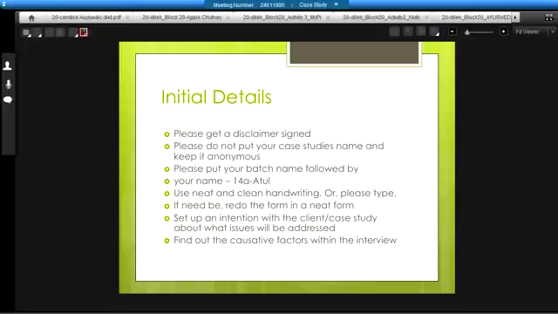My disclaimer, for me, I have a 35-page packet that people have to sign. Mine is a little different because people have to sign all sorts of privacy waivers and things like that.